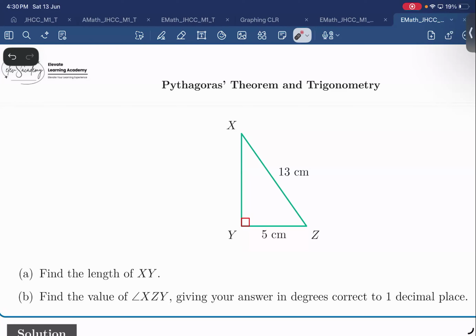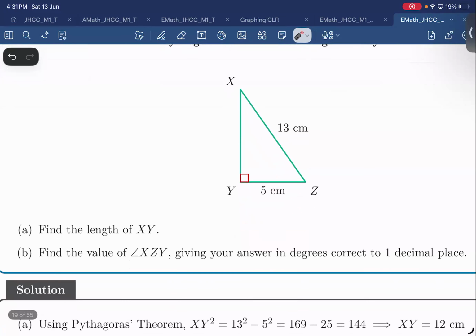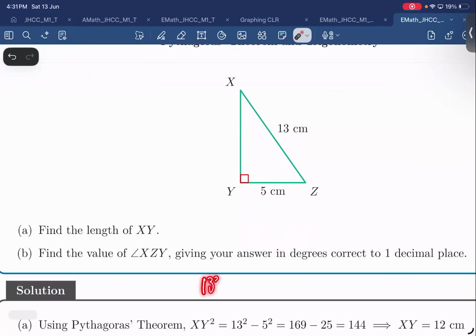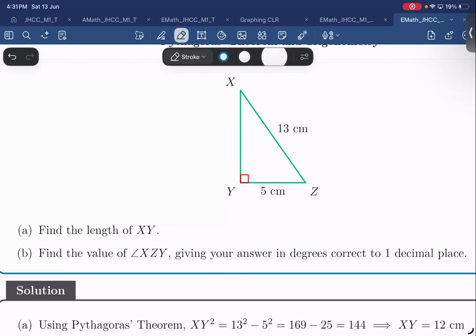Okay, let's look at this one. Part A, find the length of XY. Remember, Pythagoras theorem is used when you have the lengths of two sides and you want to find the length of the last one. So here we use Pythagoras theorem. 13 squared equals 5 squared plus XY squared, which means XY squared equals 13 squared minus 5 squared, which is 169 minus 25, 144. If you square root it using a calculator, XY is 12 cm.